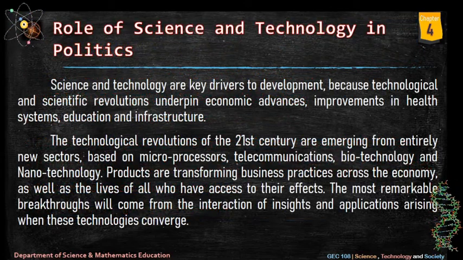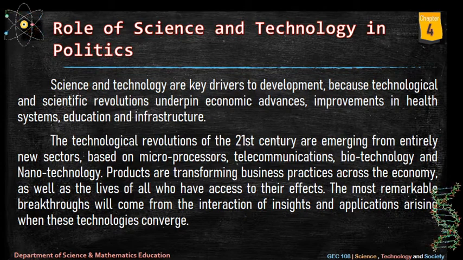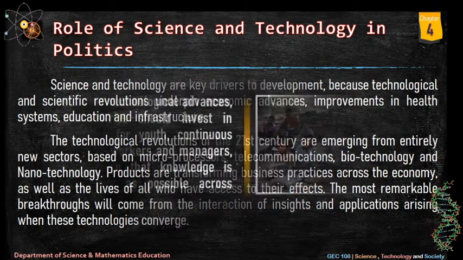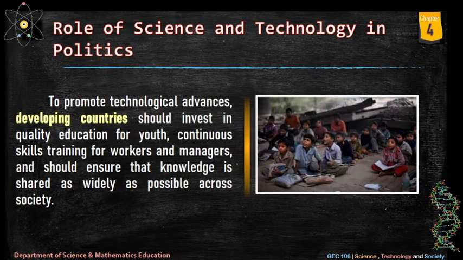Science and technology are key drivers of development, because technological and scientific revolutions underpin economic advances, improvements in health systems, education and infrastructure. The technological revolutions of the 21st century are emerging from entirely new sectors, based on microprocessors, telecommunications, biotechnology and nanotechnology. Products are transforming business practices across the economy, as well as the lives of all who have access to their effects. The most remarkable breakthroughs will come from the interaction of insights and applications arising when these technologies converge. Role of science and technology in politics.